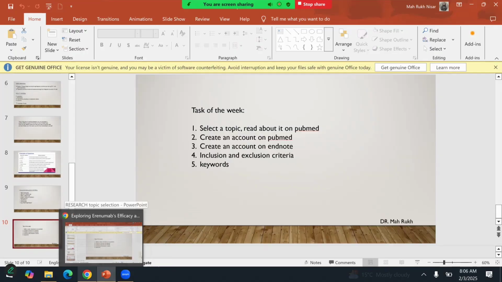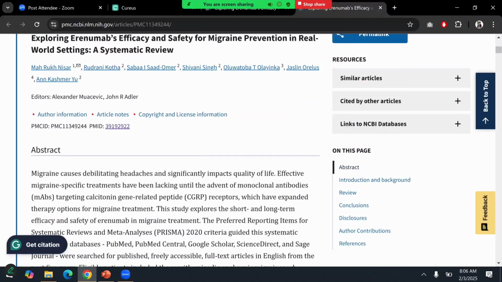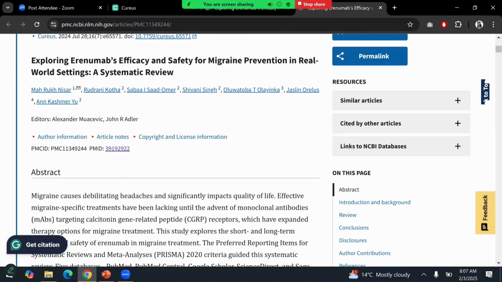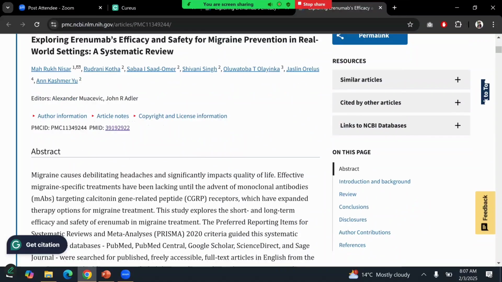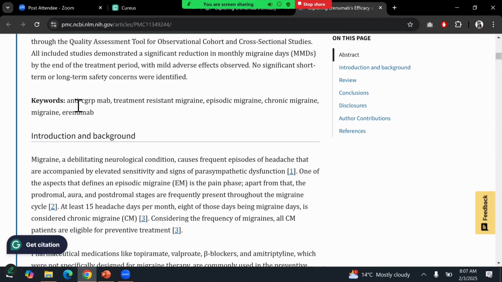So let me give you an example. This is the paper exploring erenumab's efficacy and safety for migraine prevention in real-world settings. Exploring erenumab efficacy and safety is concept 1, and migraine prevention is concept 2. Real-world settings means observational studies. First, I would like to give you a general overview of this paper. This is the abstract, that is the summary of the whole paper, and then these are the keywords.